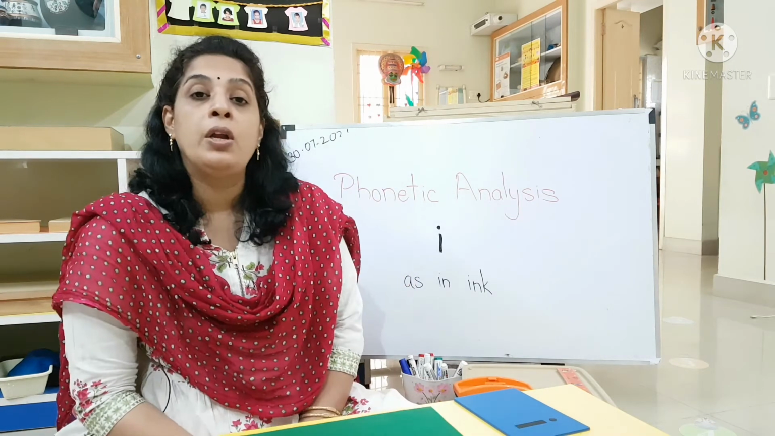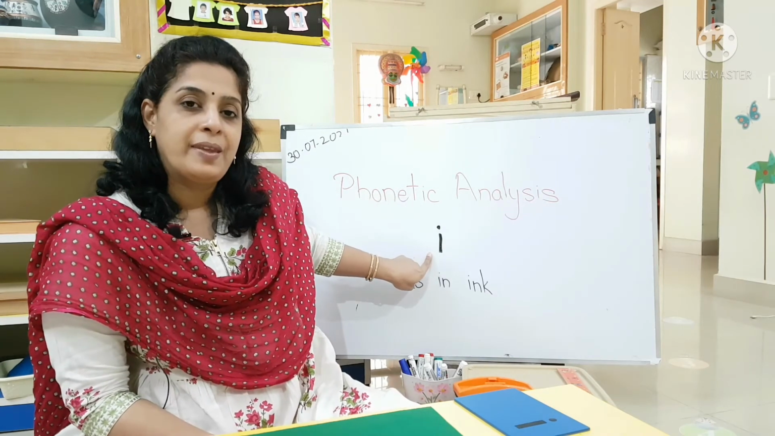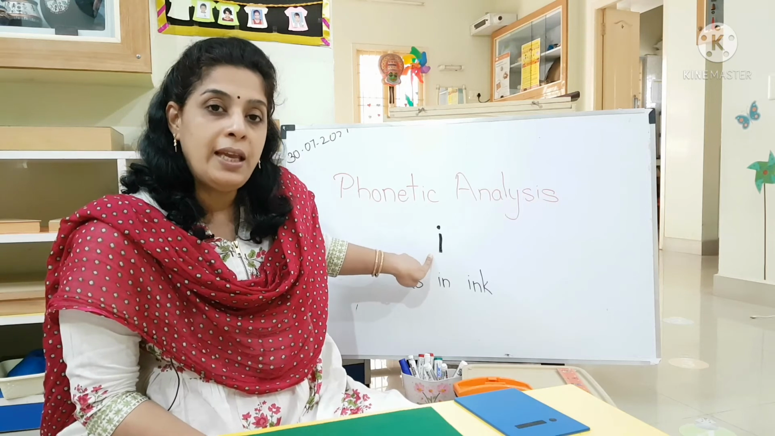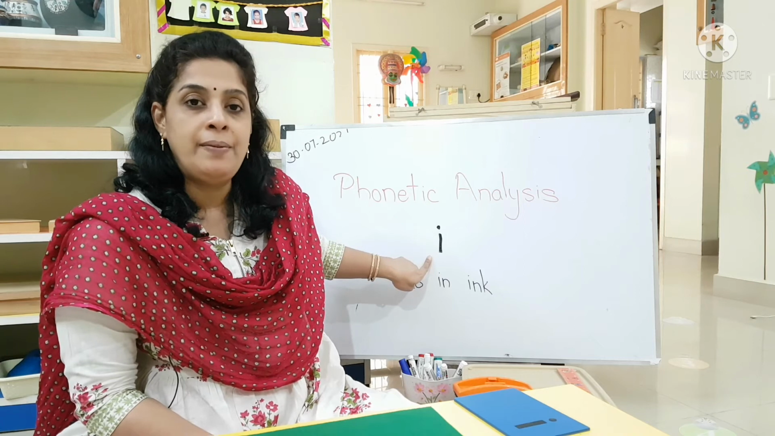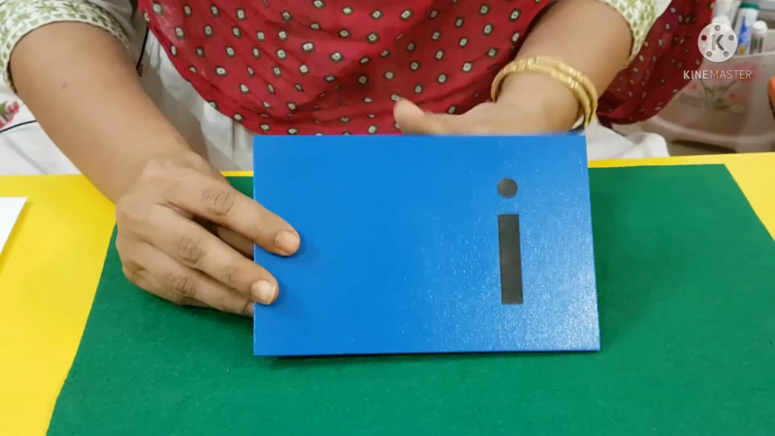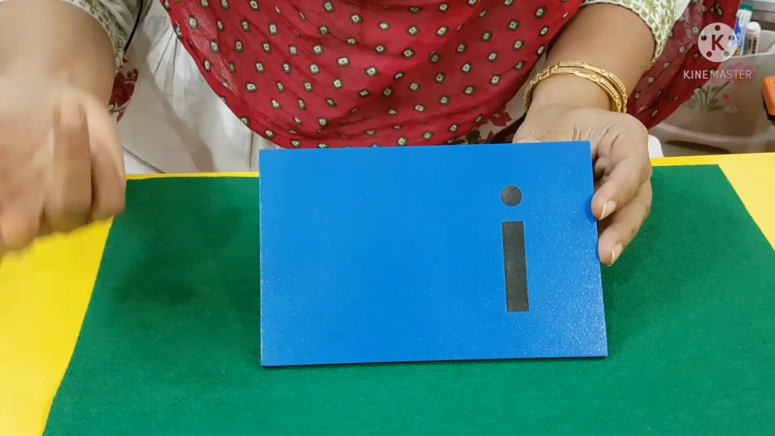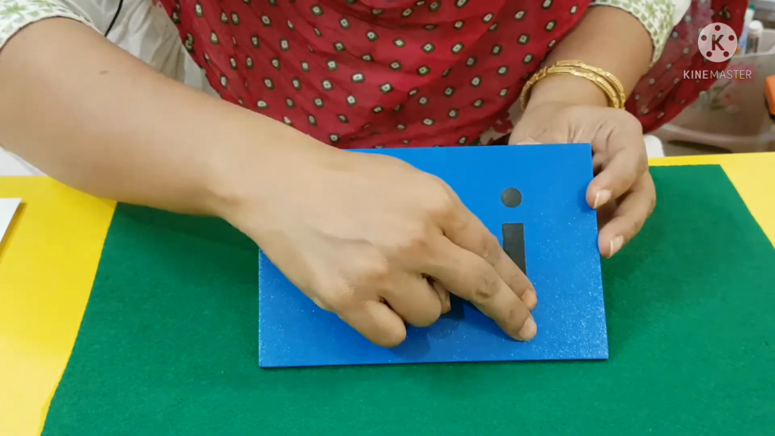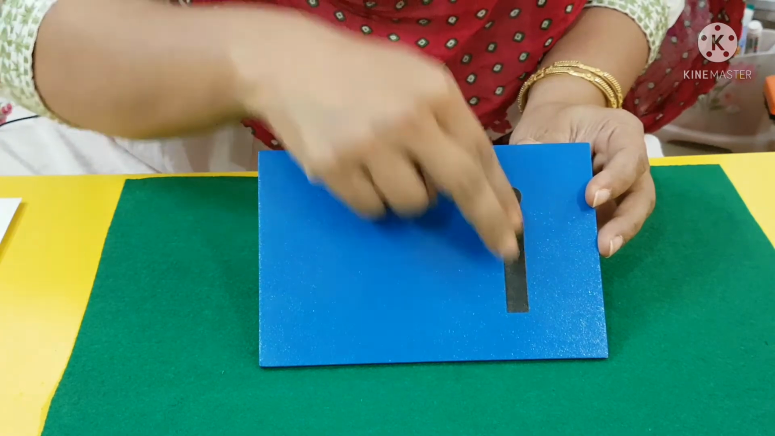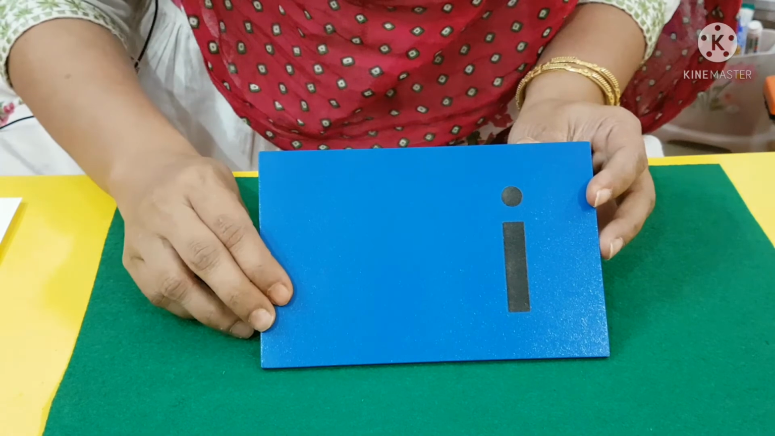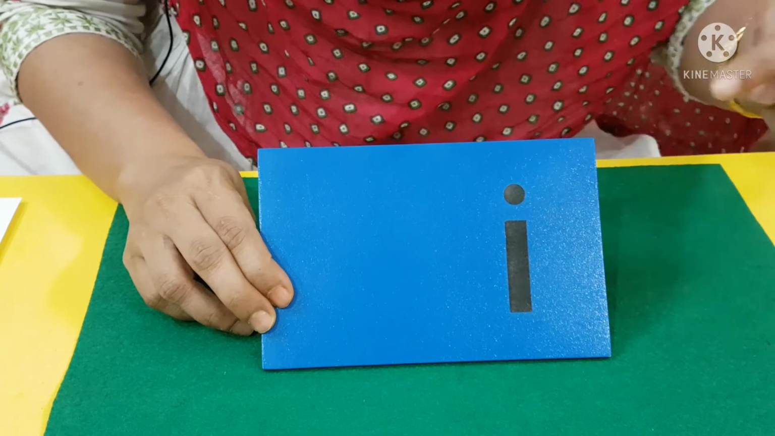Today we are going to learn a new phonic sound, E. Repeat, E. Shall we see how we trace it in the sandpaper letter? This is sandpaper letter E. It's very simple. Standing line, dot. E. Standing line, dot. Let me make it more visible for you. Standing line, dot.